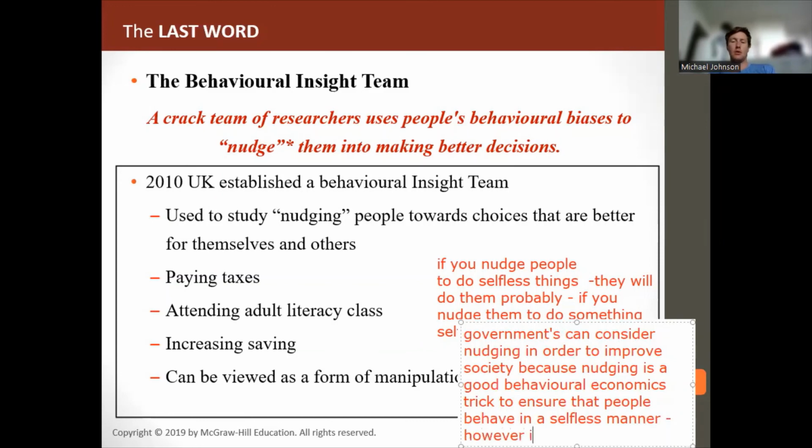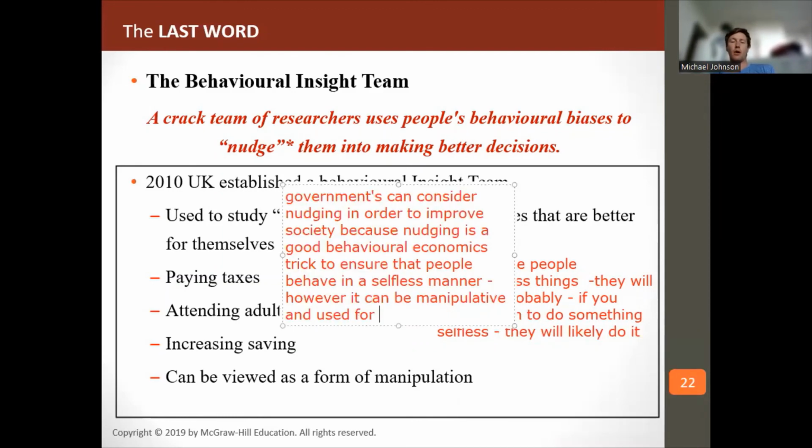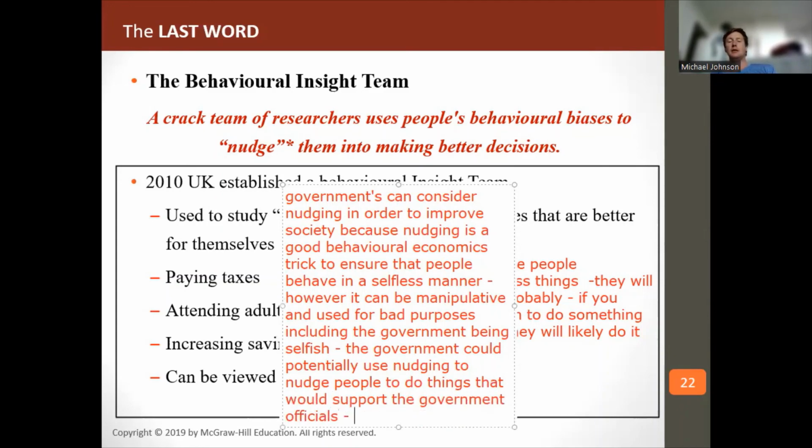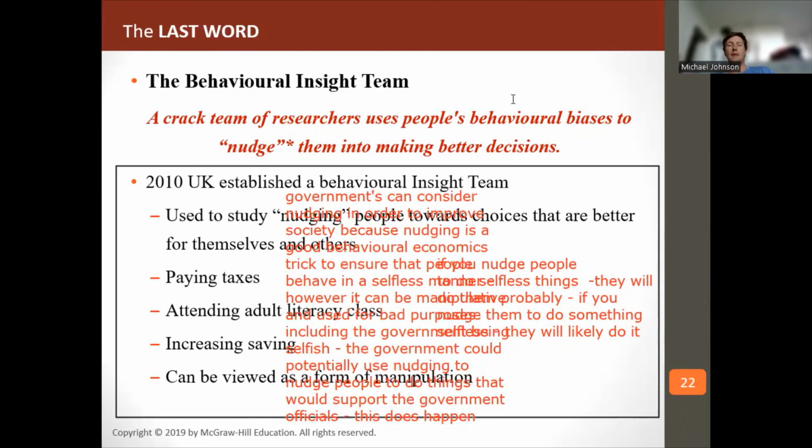However, it can be manipulative and used for bad purposes, including the government being selfish. The government could potentially use nudging to nudge people to do things that would support the government officials. This does happen. Nudging can be used in a selfish way if the politicians are nudging people to help the politicians, right? So it's definitely a slippery slope.